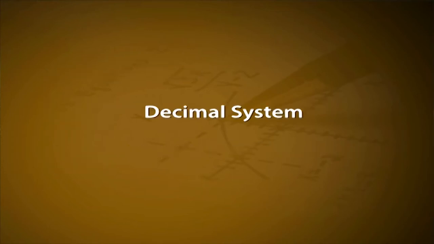Decimal system. The decimal numeral system, also called base 10 or occasionally denary, has 10 as its base. It includes the digits from 0 through 9. The weighted value for each position is as follows: 10 raised to n, etc., 10 raised to 3, 10 raised to 2, 10 raised to 1, 10 raised to 0, point, 10 raised to minus 1, 10 raised to minus 2, etc., 10 raised to minus n.